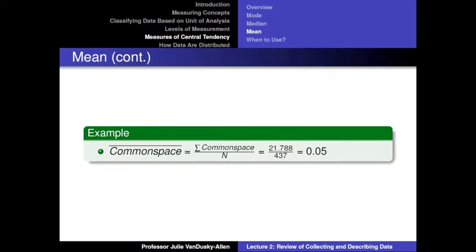Now I will show you how to calculate the mean for a real variable. For our Commonspace score example, the mean of the Commonspace scores is the sum of the Commonspace scores divided by the total number of observations. I will do this by hand. The sum of the Commonspace scores was 21.788. The total number of observations was 437. 21.788 divided by 437 equals 0.05. The mean of the Commonspace scores was 0.05.